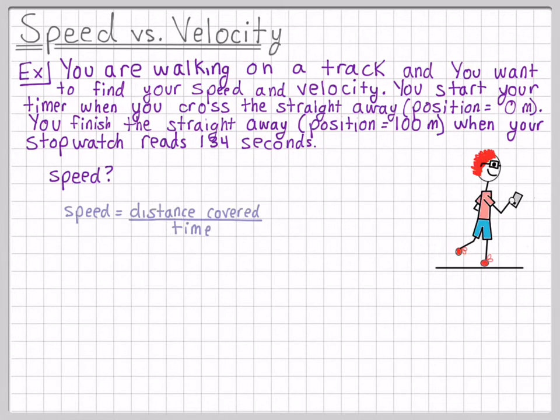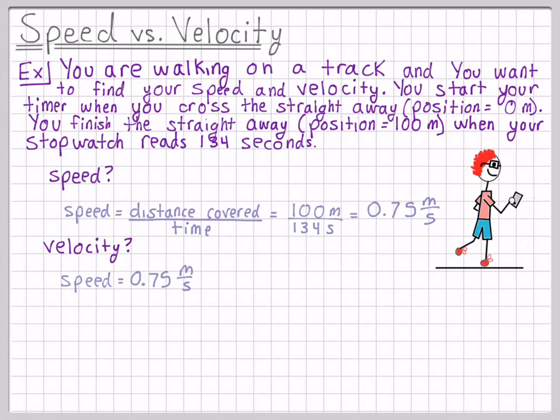Alrighty, so first let's calculate the speed, which we know is the distance covered divided by the time. We know that we covered 100 meters in 134 seconds. When we divide this out, we know that we are traveling at a speed of 0.75 meters per second. So if we want to look at the velocity when we're traveling down the straightaway, we simply combine the speed, which was 0.75 meters per second, and the direction. We will just say that we are walking in the positive direction. You can as easily say that you are traveling in the negative direction if you wanted to. We will discuss this more later.